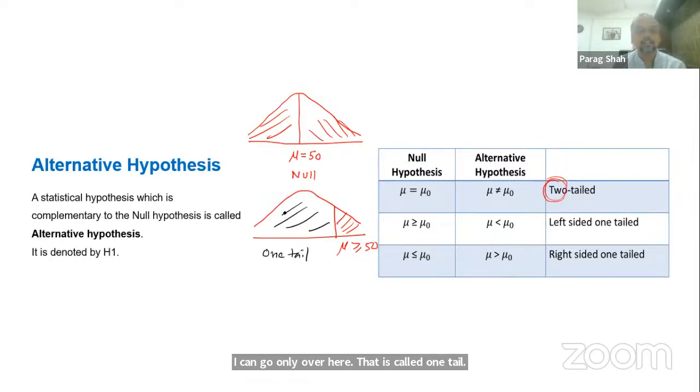But which sided it is? Left. So left sided one tail hypothesis. Same way it will be right sided one tail hypothesis. So that is how null and alternative is decided.